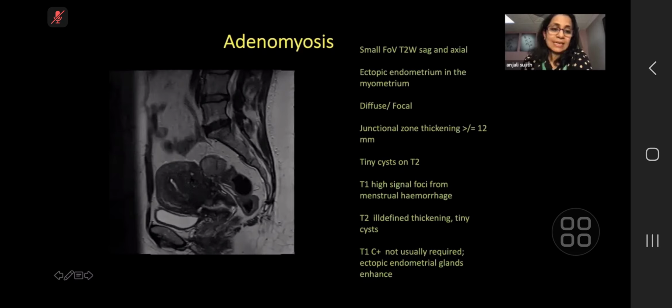We can see tiny cystic signals within the thickened junctional zone. These are enlarged endometrial glands. And this is adenomyosis. This is the picture of adenomyosis. It can sometimes be focal or diffuse, and on T1, because of the presence of menstrual bleed, you might see tiny hemorrhagic signal, which will be bright on T1 as well as T1 fat saturated images. We'll see more cases of adenomyosis when we cover endometriosis.